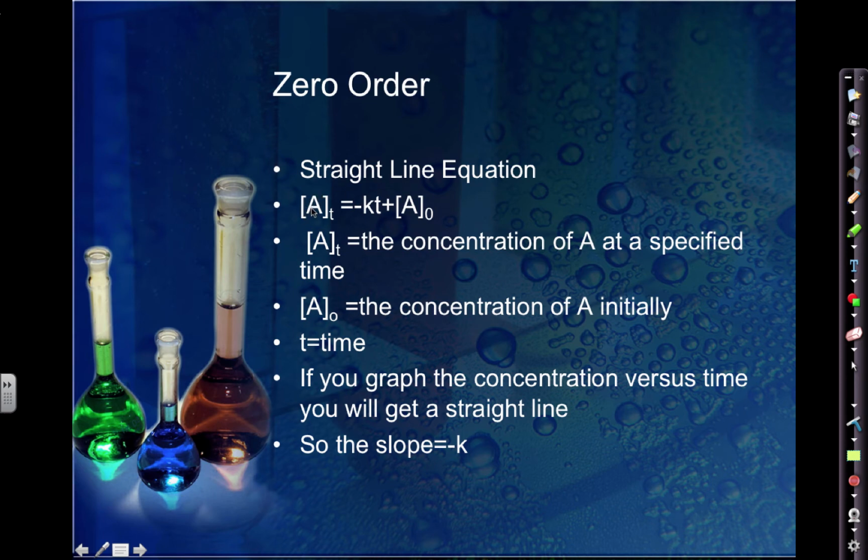Now, the other important part of this is that if you graph the concentration versus time, you're going to get a straight line for a zero order. So the slope is equal to negative K.